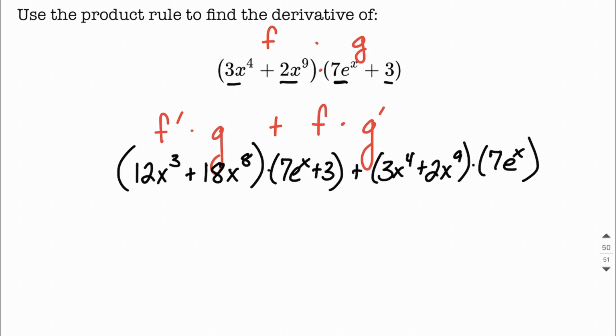All right, hope this helps out as you're working on product rule. Take it one step at a time and think of it as a puzzle that you're just kind of filling in one piece at a time using the derivative rules you've been working on. Good luck.